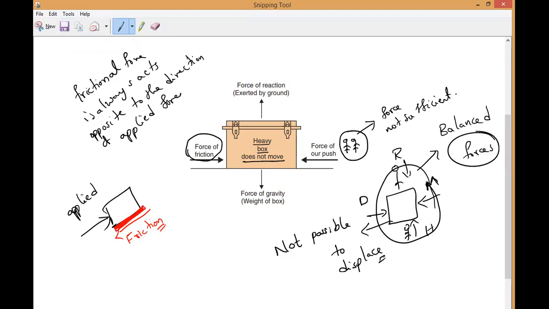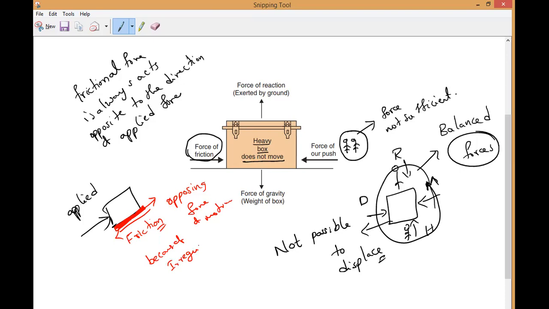So, frictional force is the opposing force of motion. Understanding? It is an opposing force of motion, which is exerted because of what, guys? It is caused because of irregularities between the surfaces.